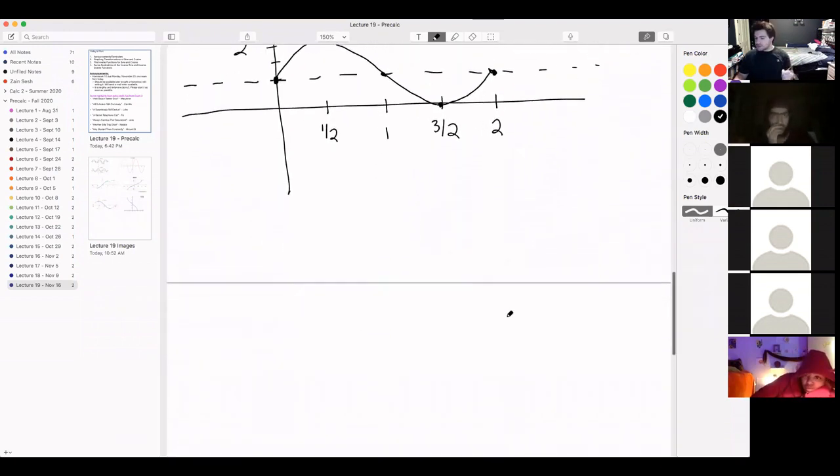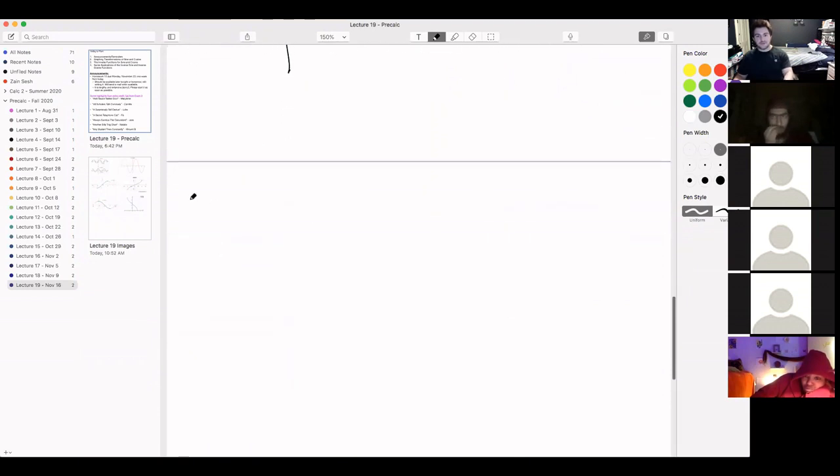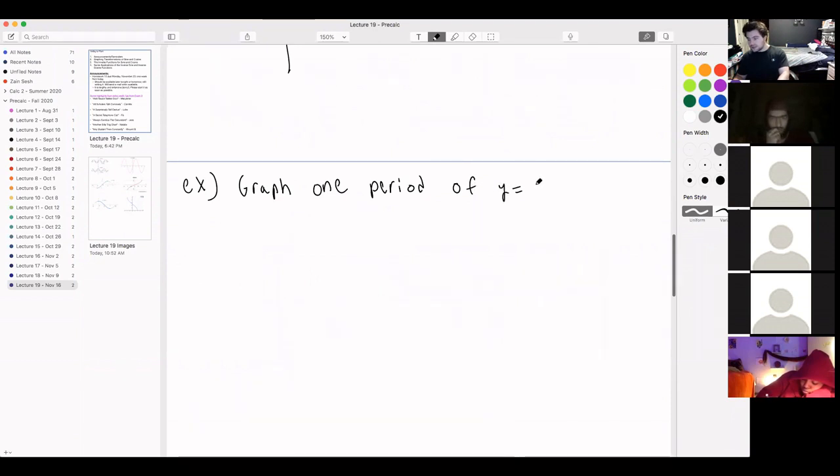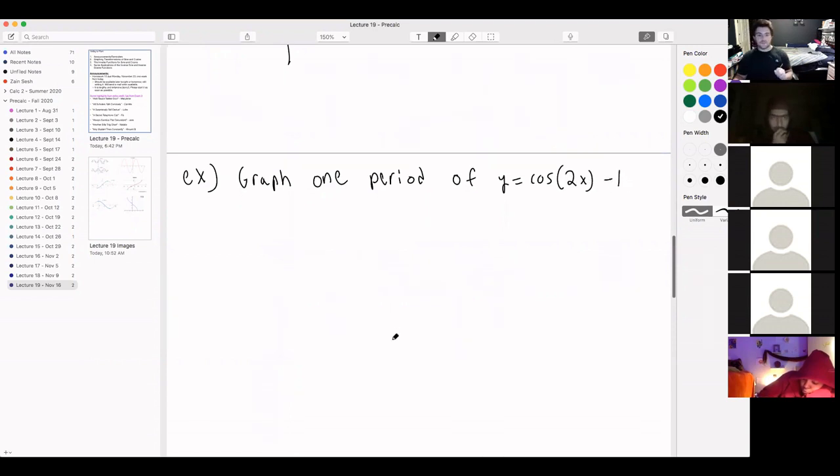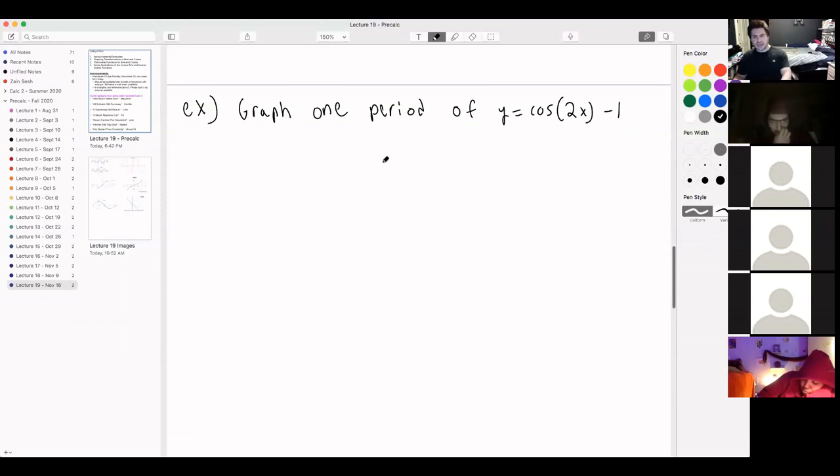All right, so let's do one more example. Graph 1 period of y equals cosine of 2x minus 1. Okay. All right, so again, let me just list out all of the data points.